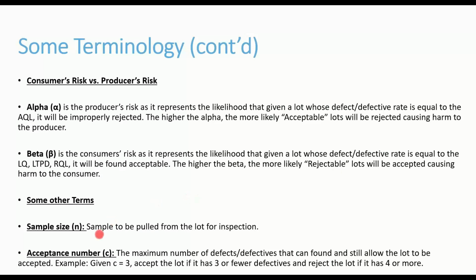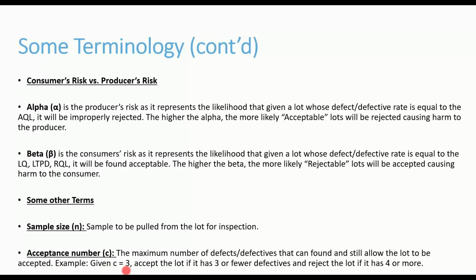Okay. Then we have other terms. Sample size is usually this little n. The lot size is usually big N. So you're going to take a little n from the big N. Okay. Acceptance number, sometimes you'll see this as an A. Quite often nowadays you'll see it as a C. So I think in the slides I do have one point where it's an A. It's the maximum number of defects or defectives that can be found and still allow the lot to be accepted.